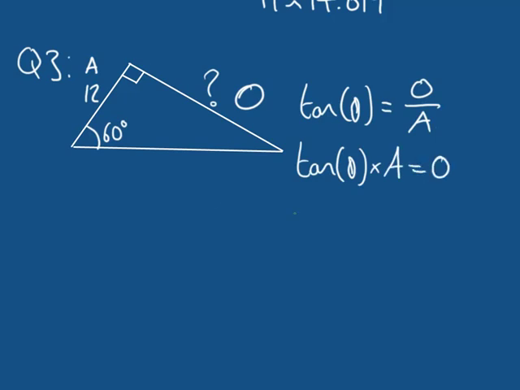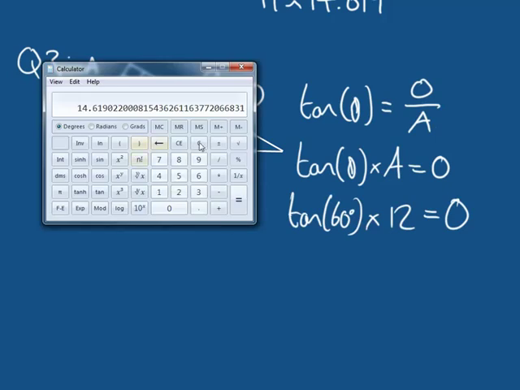We can plug our numbers in. So tan of 60 degrees multiplied by 12 is equal to the opposite. And we can then use a calculator to work out this value. So let me clear my previous result. I want the tan of 60 degrees. So 60, pick the tan button. That gives me the tan of 60 degrees. I'm going to multiply that by 12. And that tells me the length of that opposite edge.